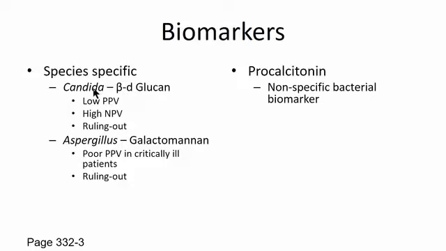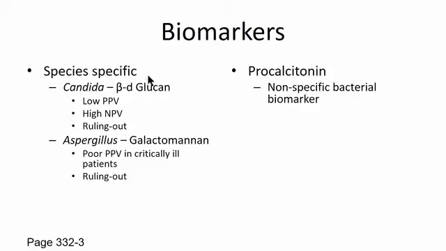For Candida, beta-D-glucan is really a cellulose. It's found in the fungal cell wall of Candida. It's also found in many, many fungal cell walls. It's also found in PJP. It's also found in hemodialysis filters, gauzes, certain antimicrobials. It's elevated in bacterial infections. So it's not the most specific test.